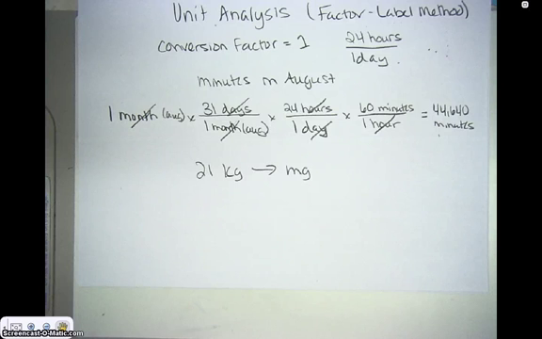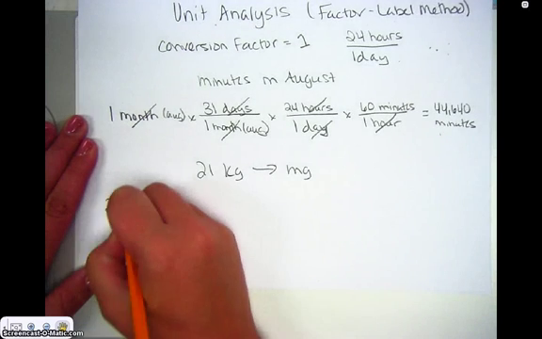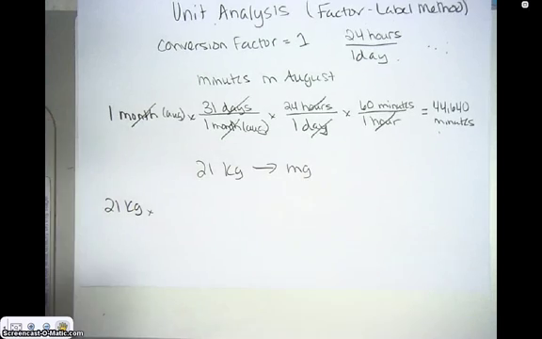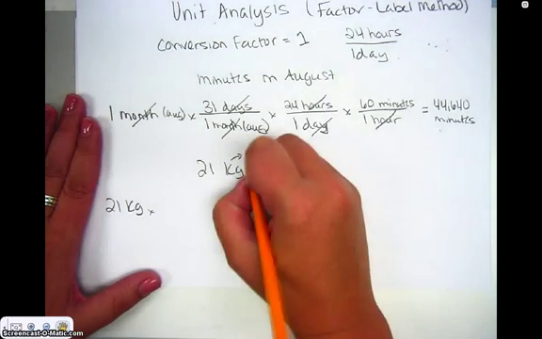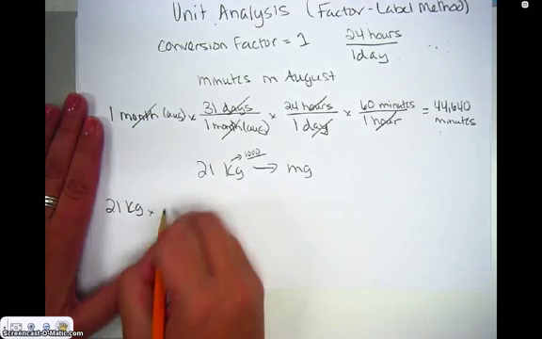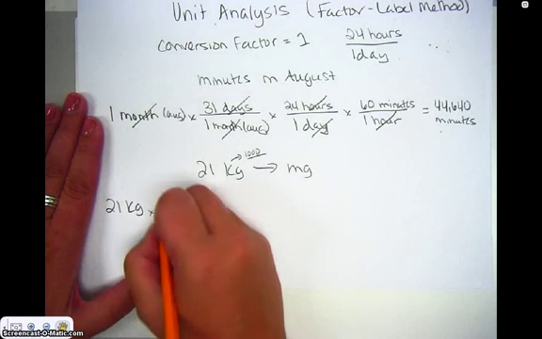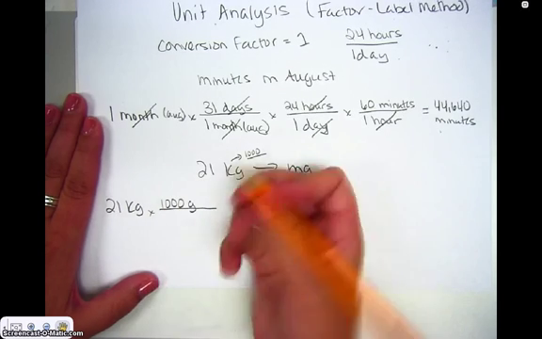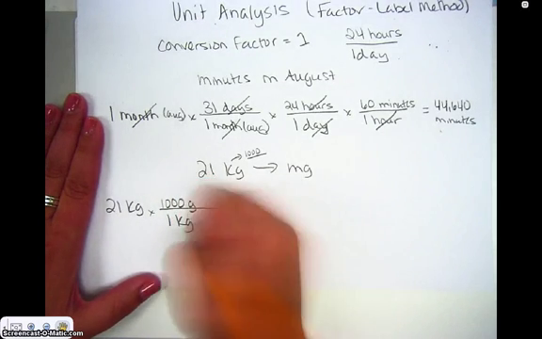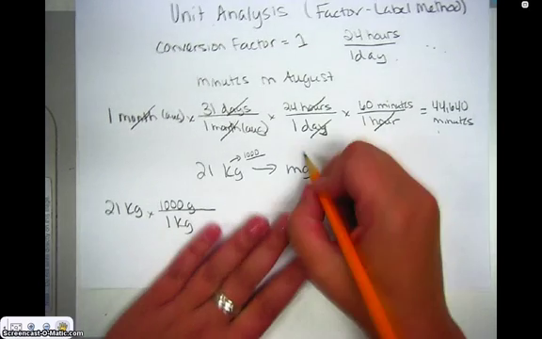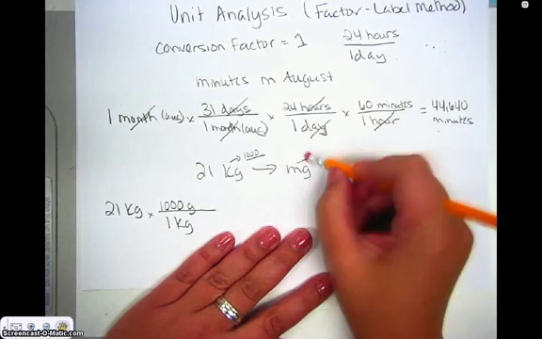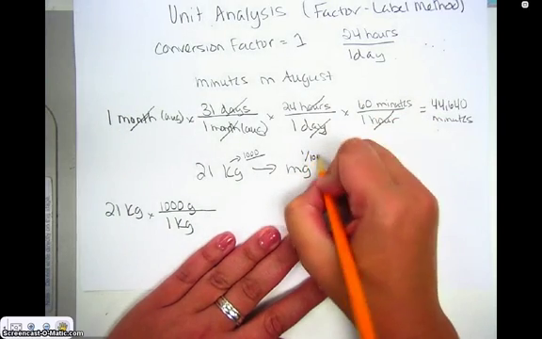So I start with what I have. I've got 21 kilograms. The first step is to go from kilograms to grams, because I know that kilo means 1,000. So I would say there are 1,000 grams in every 1 kilogram. So that gives me one step. Now I want to go from grams to milligrams. And remember, milli means 1/1000th.